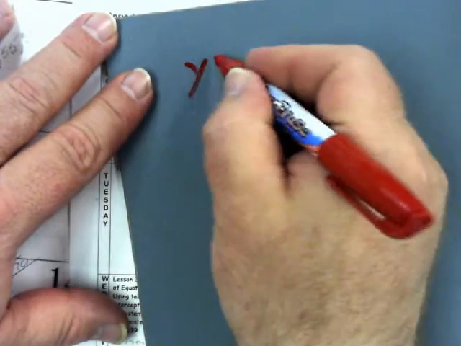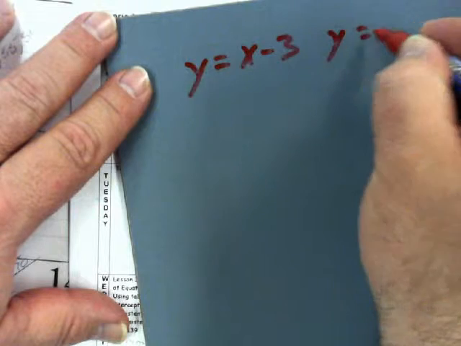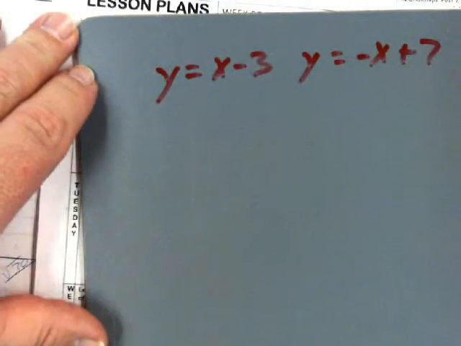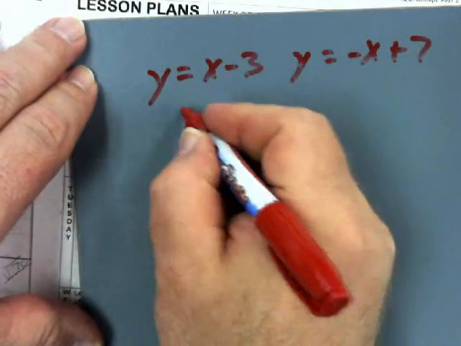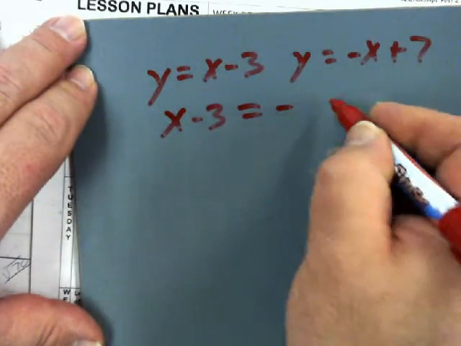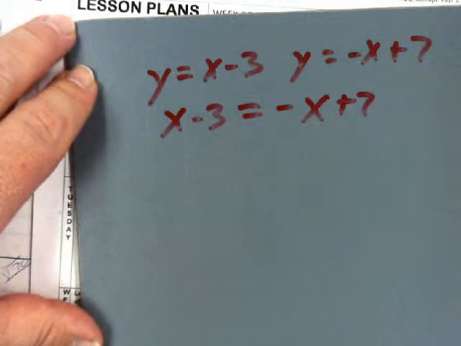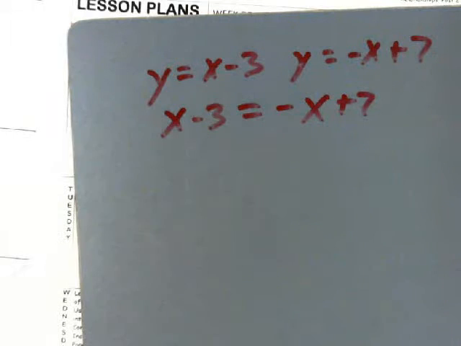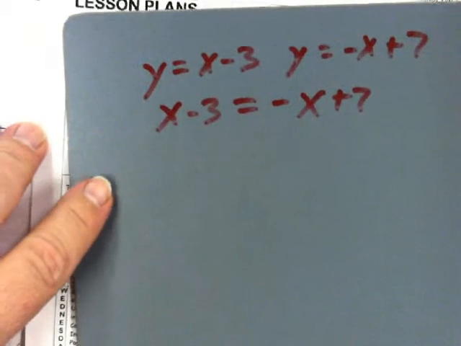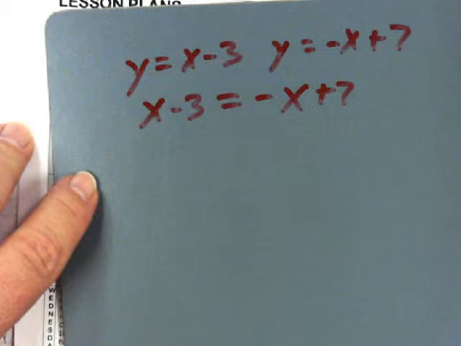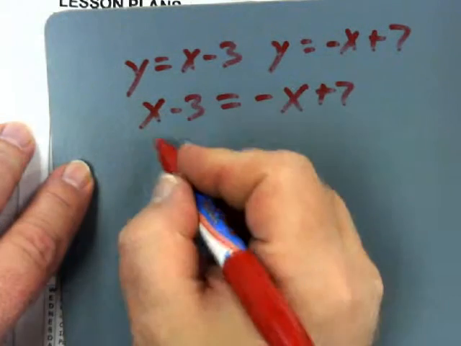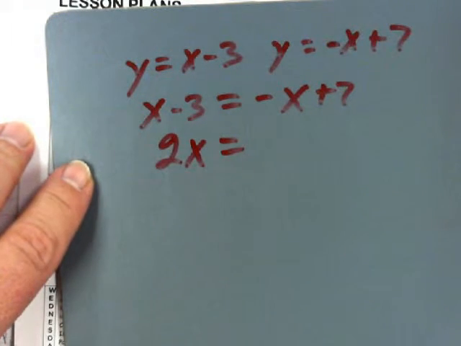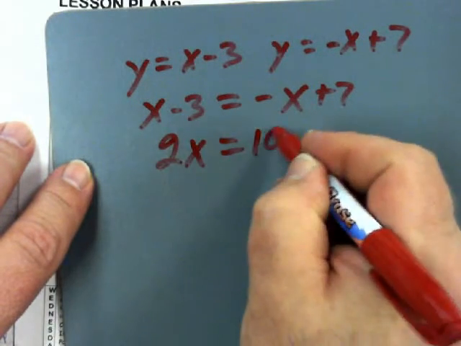What do I do with those 2 equations? I need to set them equal to each other. So I have y equals x minus 3, y equals -x plus 7. So x minus 3 is going to equal -x plus 7. What now? What needs to go where? Add x to both sides, and then add 3. So 2x will equal 10, so x equals 5.